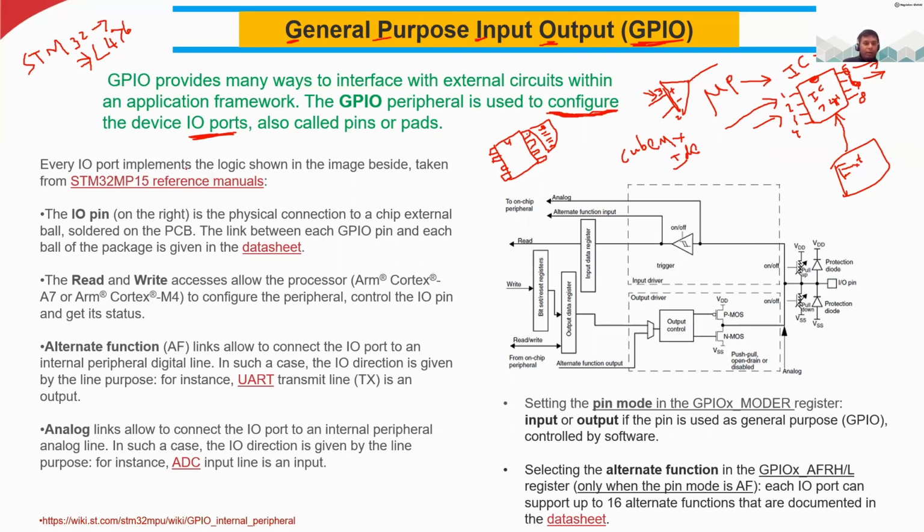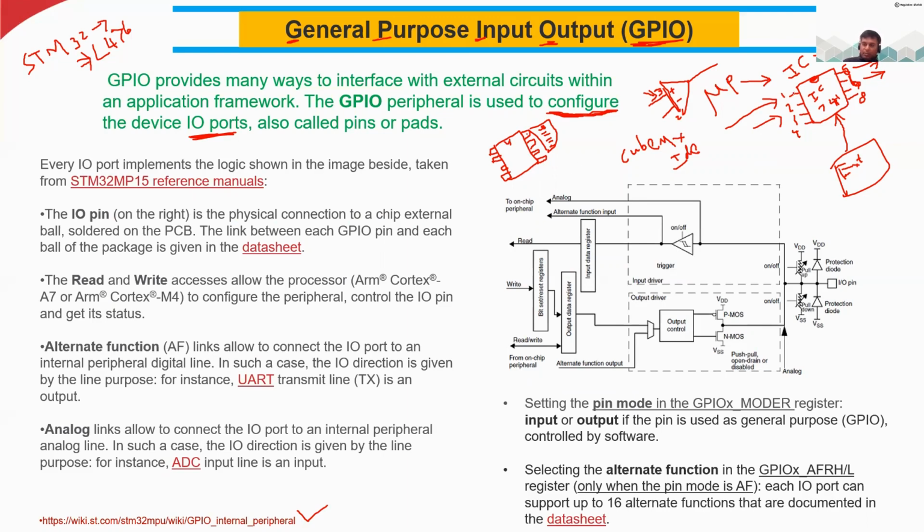Okay, so every IO port implements the logic shown in the image beside. This image is taken from the reference manual. You can see the reference manual, I have given the link. The IO pin is the physical connection to a chip. I told you, the external ball soldered on the PCB.